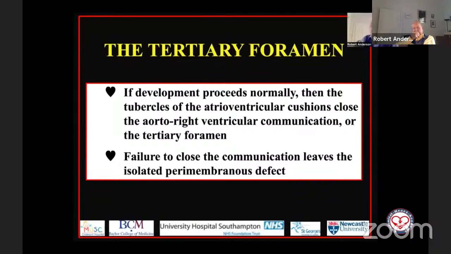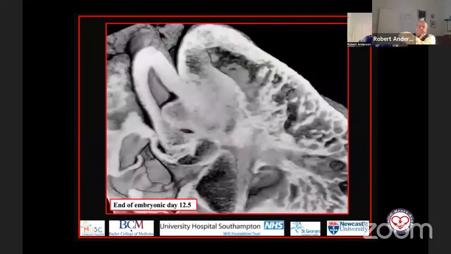And you'll remember, I hope, that in previous sessions I have called these entities that close this tertiary foramen the tubercles, because that's how they were initially described by a man called Odgers, who described formation of the membranous septum in the 1930s. And I was asked in the last session whether I could show you the tubercles. So here they are in a mouse heart.